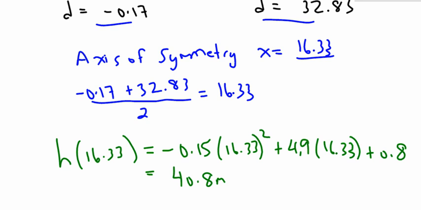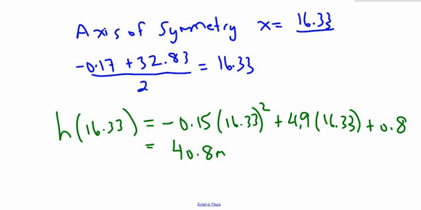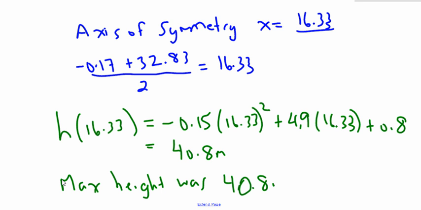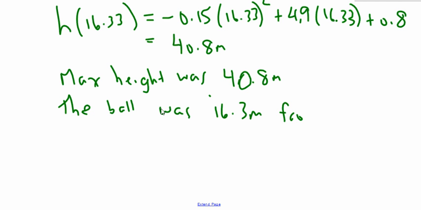And I think that was all I needed to do, right? Find the maximum height of the ball and the distance from the batter. Okay, so the maximum height was 40.8 meters. And the ball was 16.3 meters from the batter.